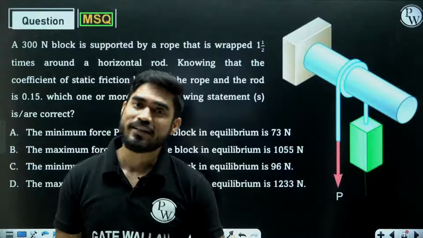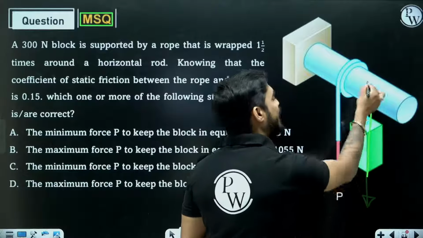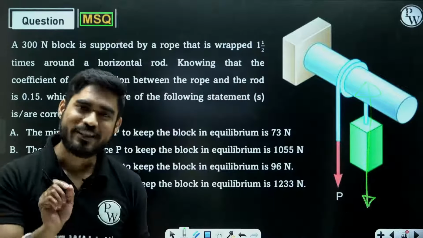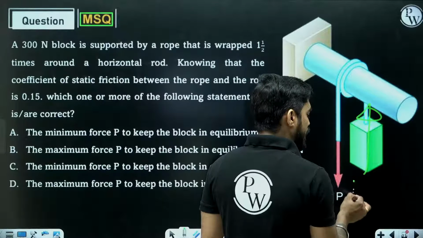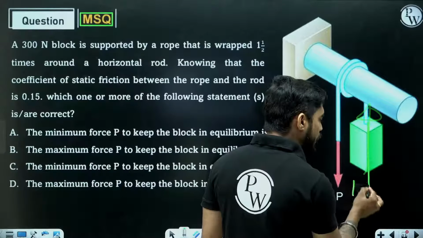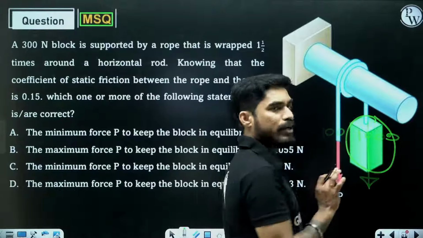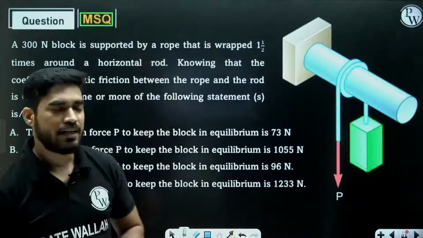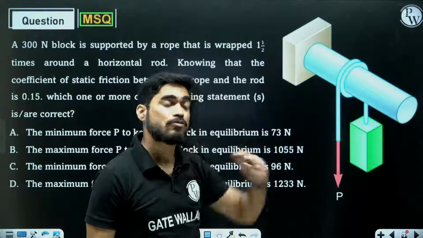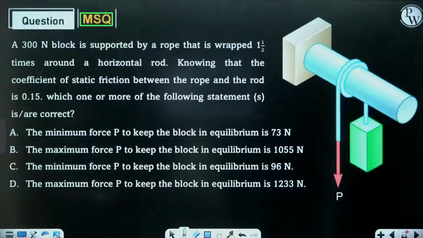Let's say I am applying 1000 Newton. What happens is the block will not fall down. It will start going up. So 1000 Newton is the force at which the block will start going up, and 100 Newton is the force at which the block will fall down. So between 100 and 1000, the block will be in equilibrium. It will neither go down nor go up. If the force is less than 100, it will go down. If the force is more than 1000, it will go up. So we need to find that minimum and maximum force.